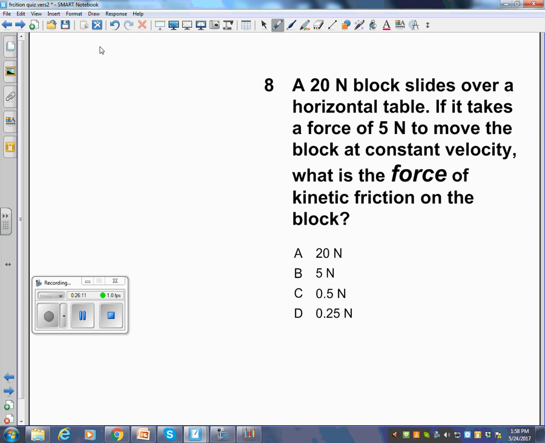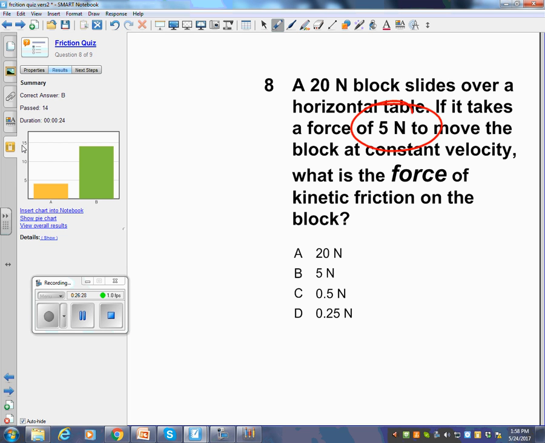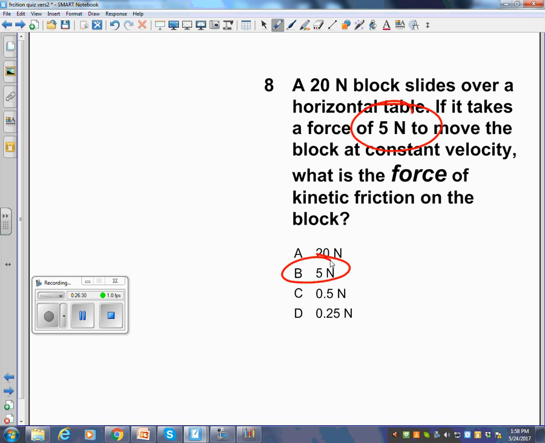A 20 Newton block slides over a horizontal table. If it takes a force of 5 newtons to move the block at a constant velocity, what is the force of kinetic friction on the block? It's the same one, right? I think it should be 5. Is it B? It is indeed B. The 20 Newton block, this is the weight force, right? That's how much is down. That is the weight force.